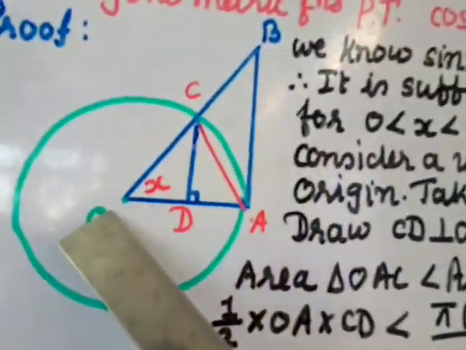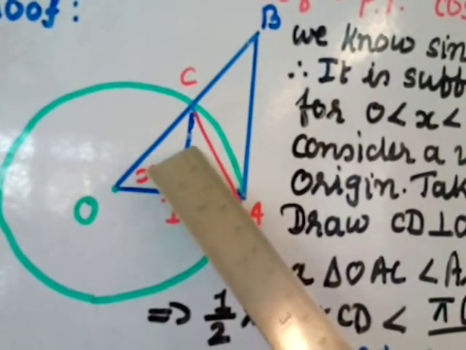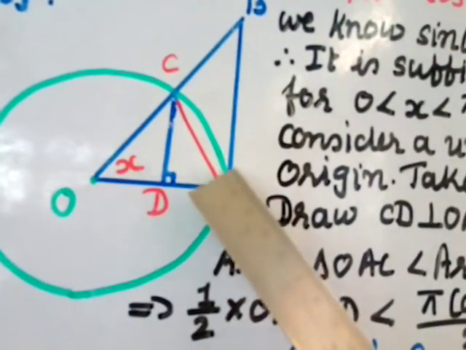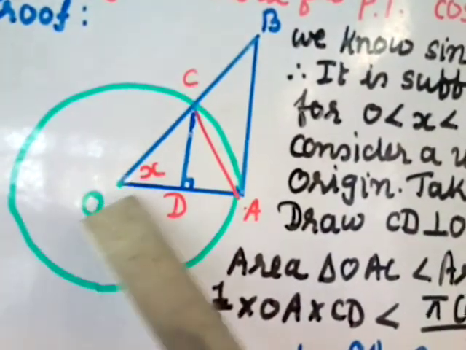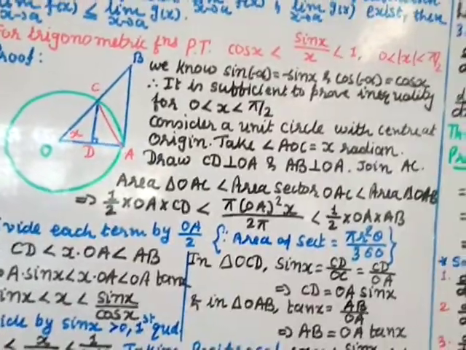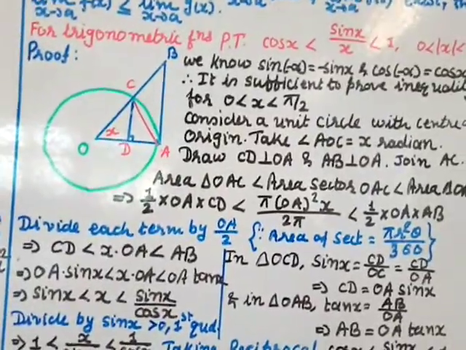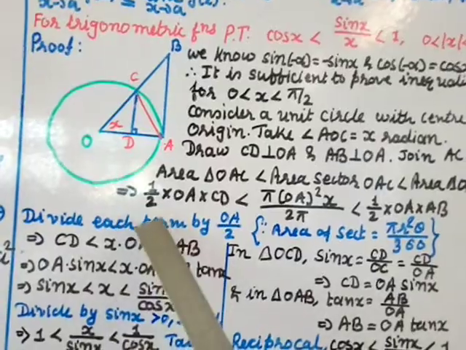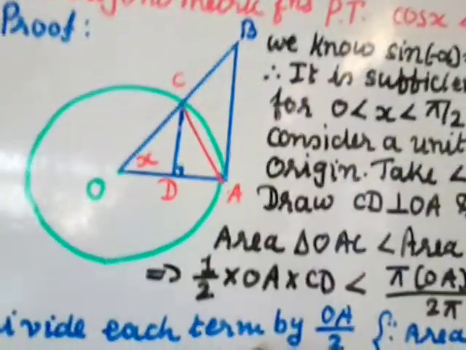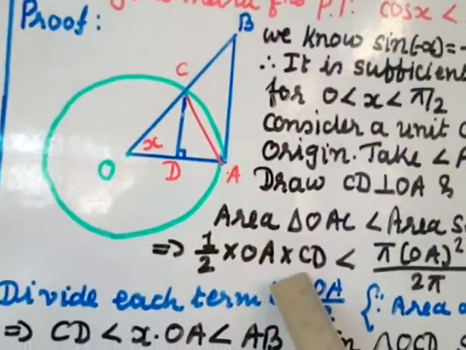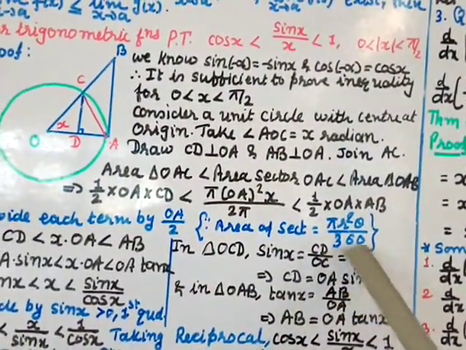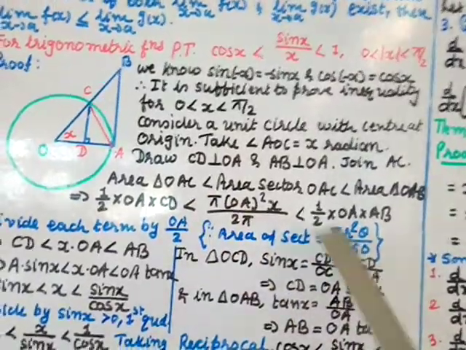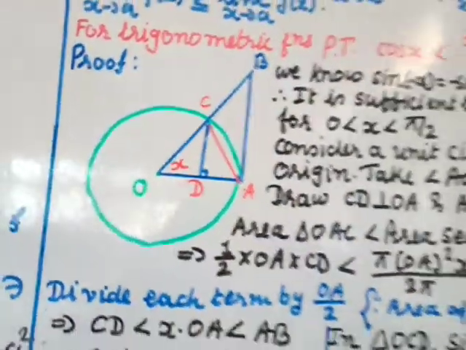You can see the area of triangle OAC is less than the area of the sector OAC, and is definitely less than the area of the triangle OAB. Now let us use the formula for the area of a triangle, half base times altitude. So half OA, the base is OA, and CD is the altitude. Less than the area of the sector, which you have done in class 10, it is pi r square theta divided by 360. The radius here is OA, so you write OA square, and theta is this x radian.